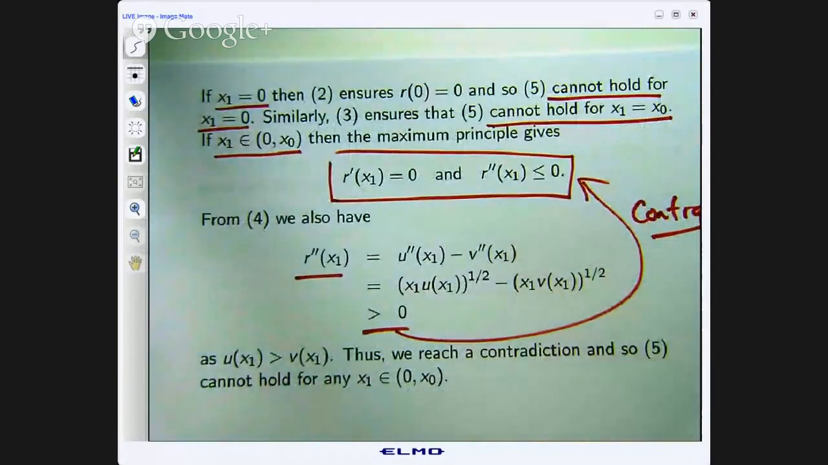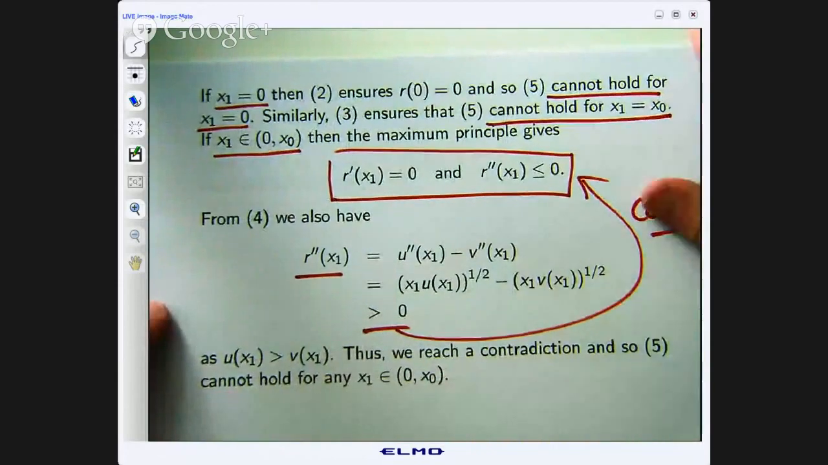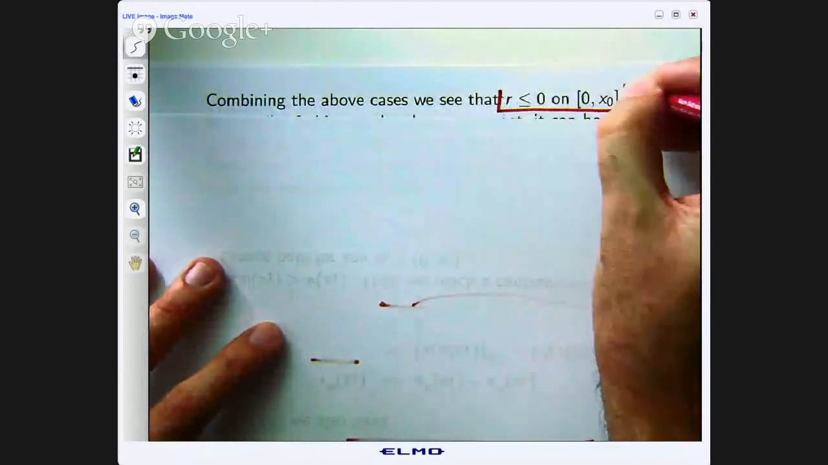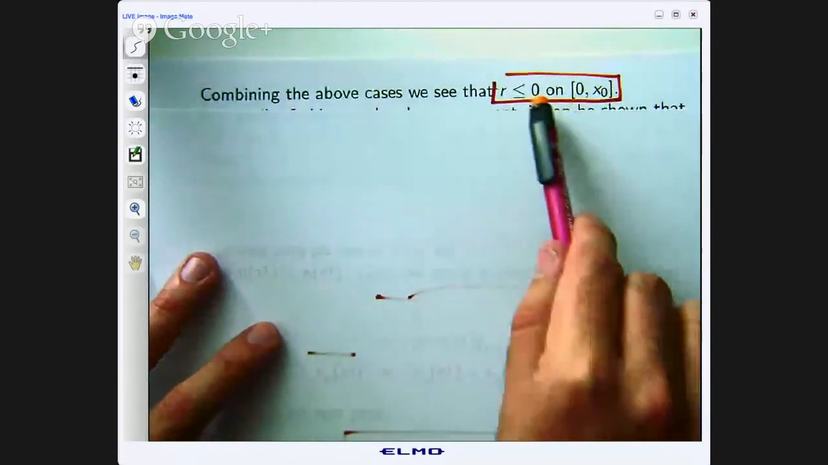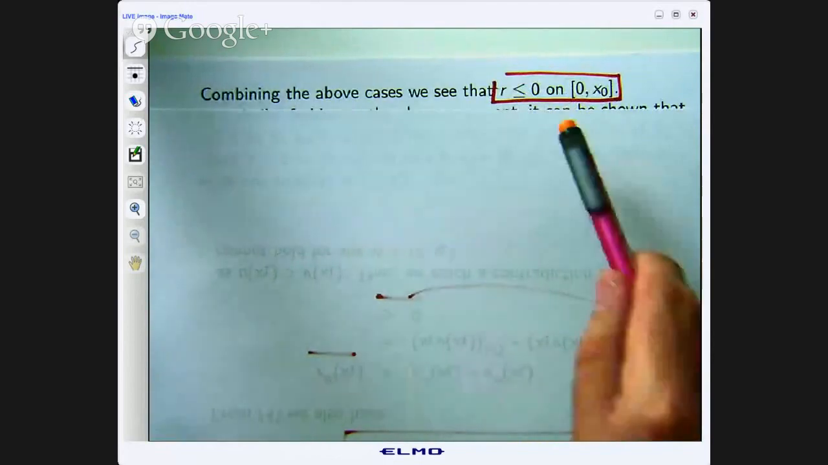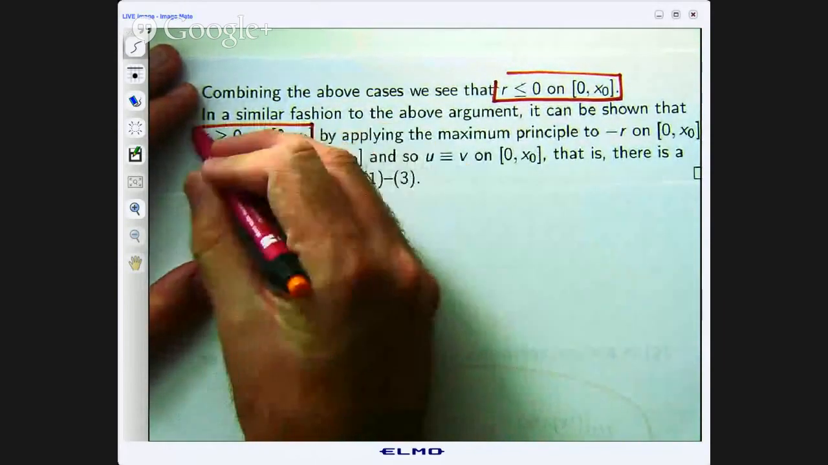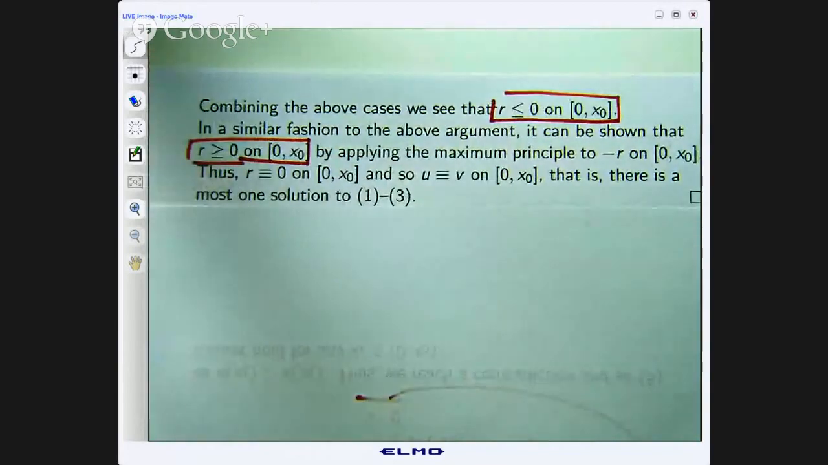We reach a contradiction, and so this cannot hold. So you combine all the cases, and you get this inequality. Now what you can do is repeat the process and show that R is greater than or equal to 0. Basically you repeat the argument and show that R is greater than or equal to 0 in a similar contradictory style to what I showed you before. I'll leave that for you to do; I'm not going to repeat it. It's very, very similar. So you've shown that R is less than or equal to 0, and greater than or equal to 0. So what does that mean?